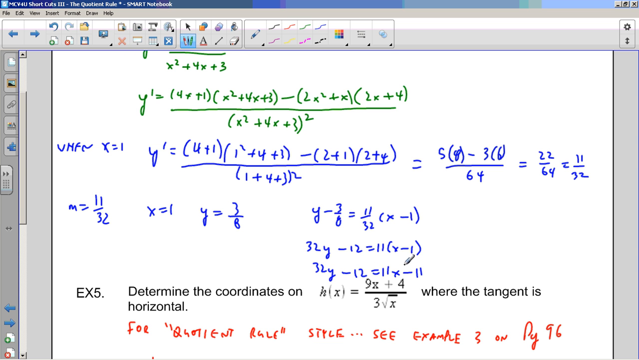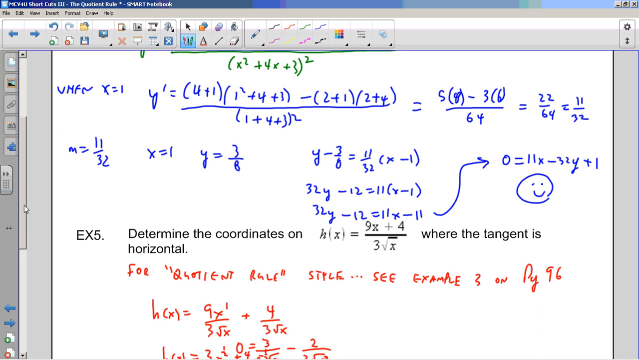Put everything on one side for standard form. Add plus 1. Oh, that's what I got in my notes, so I think I'm okay for my arithmetic. If you use y equals mx plus b, that's fine too.